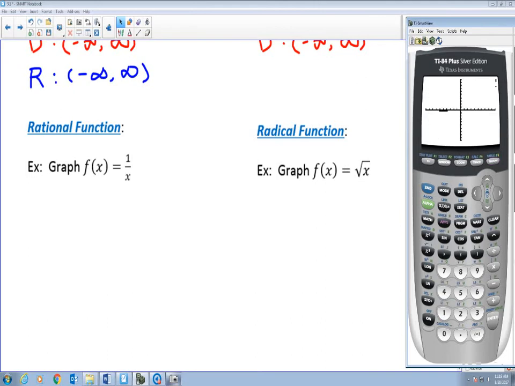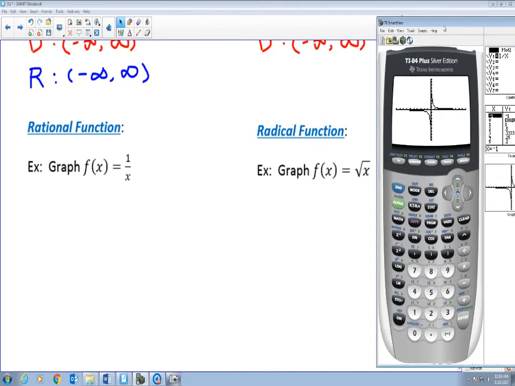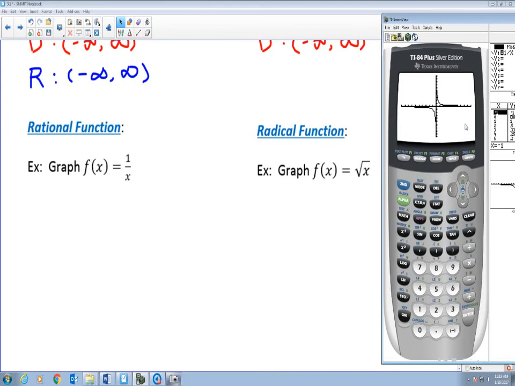Okay, and graph. It looks something like this. Okay, not very clear on what's going on here. So what I'm going to do is make my x-min and x-max a little bit smaller. I'm going to squeeze it to the middle. Same thing for the y-minimum, y-maximum. I'm going to squeeze it downward. So I go to my window and change everything to negative 5 to 5. If I squeeze the window, my picture will pop up a little bit more clear. There, that's better.